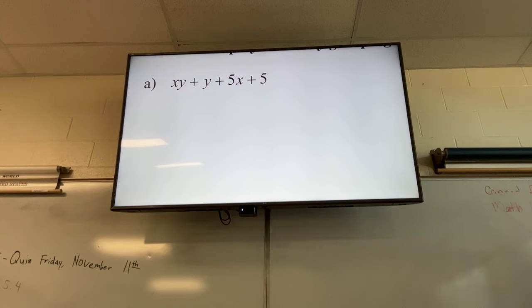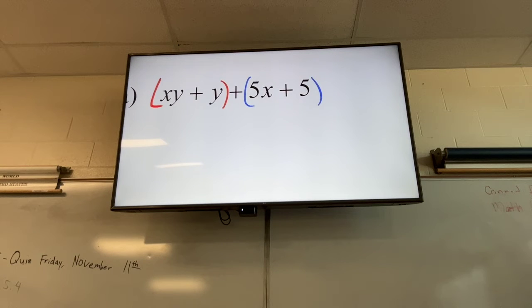First, you group your terms. So put parentheses around the first 2 and the last 2. Okay. Now, let me make these parentheses different colors. Now what you do is you factor a GCF out of each pair. So that first pair here, what's the GCF there? Y. So I'm going to pull Y. I pull Y, that gives me Y times X plus 1. The blue pair, what's the GCF there? It's just 5. 5 times X plus 1.